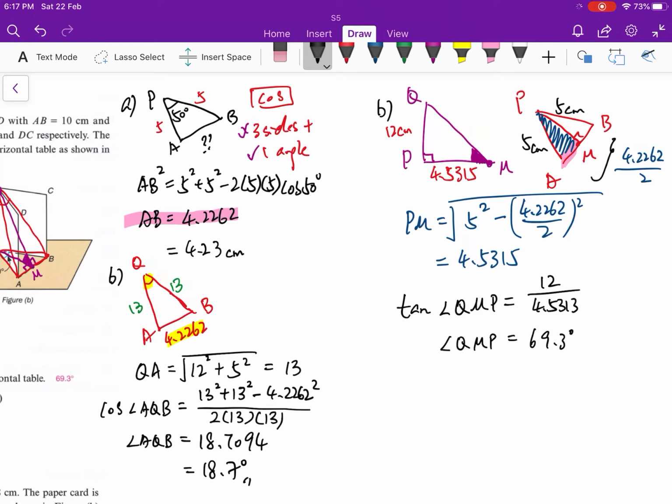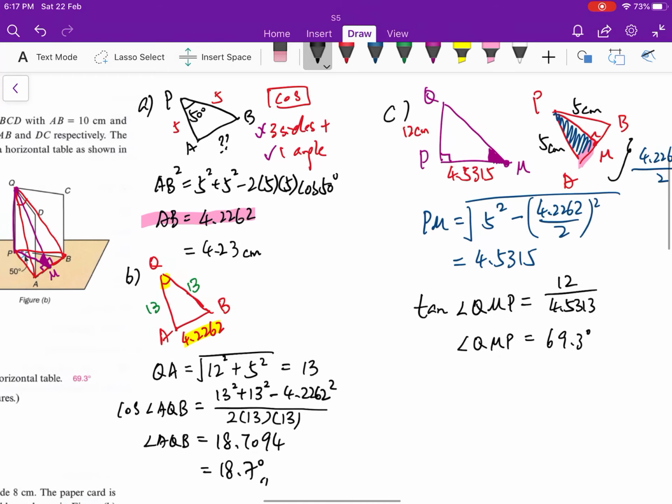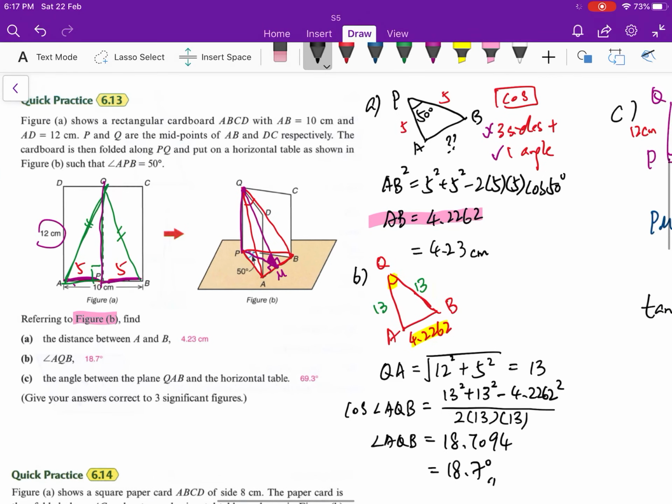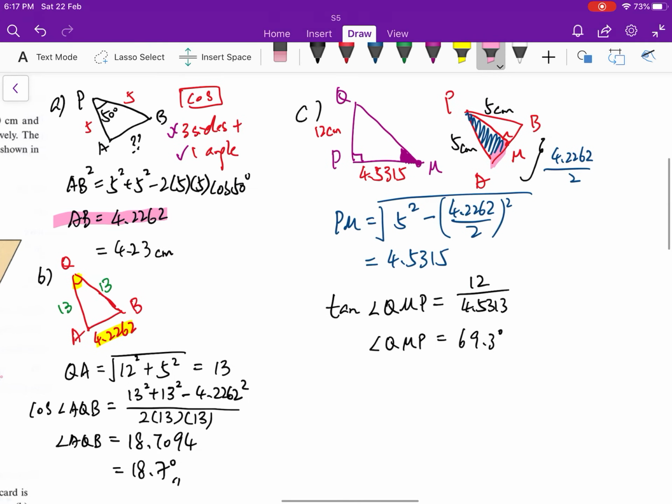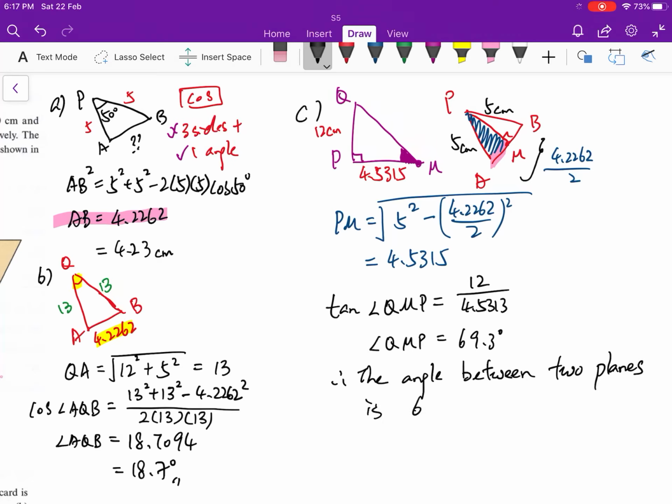Because this is the last one, we don't need to keep the 4 decimal places, because there is no section D that will use it. So this is your final answer. But don't forget, you need to answer the question, because the question is asking you for the angle between the planes. So please answer the question. You need to say that the angle between the two planes is 69.3 degrees. Done.